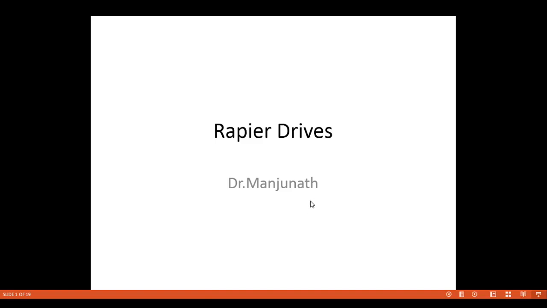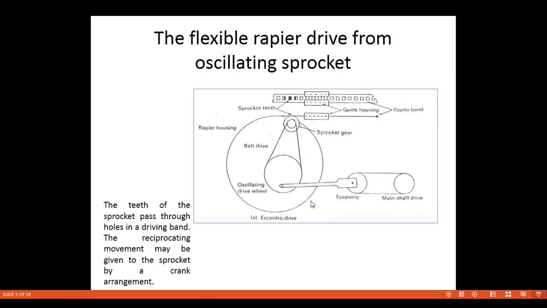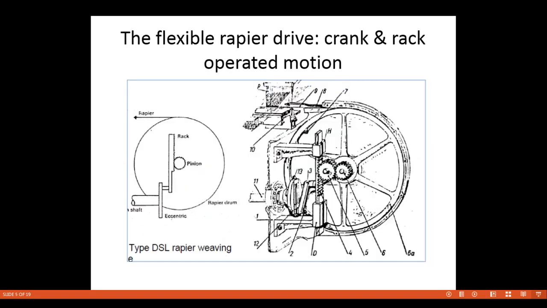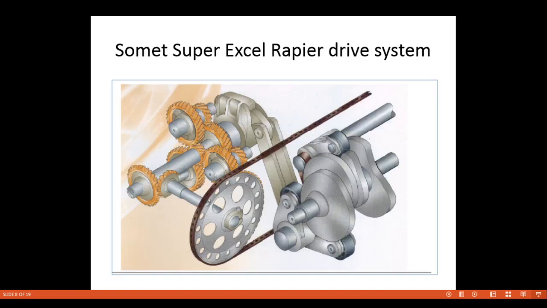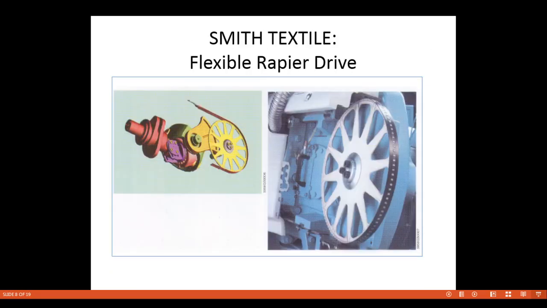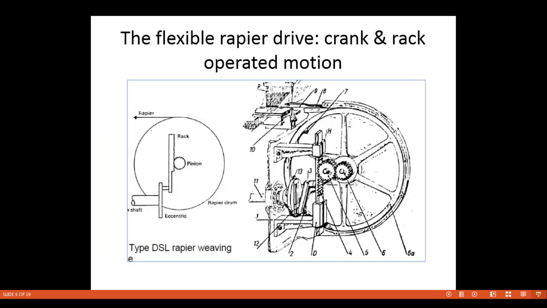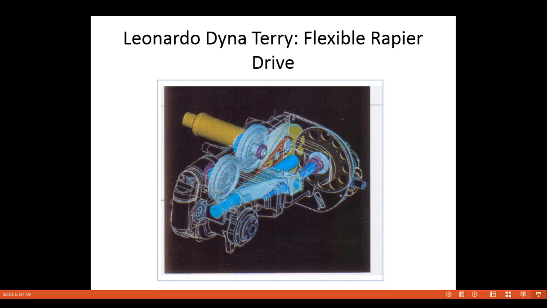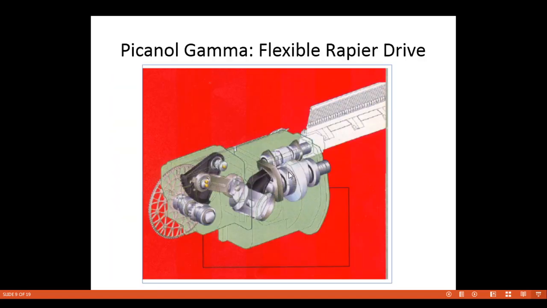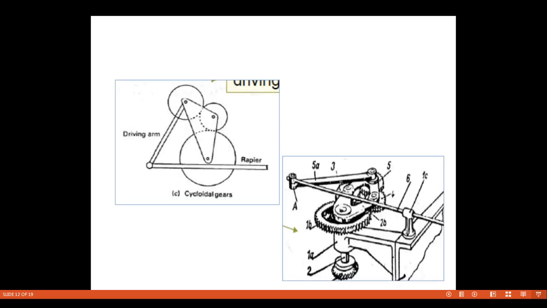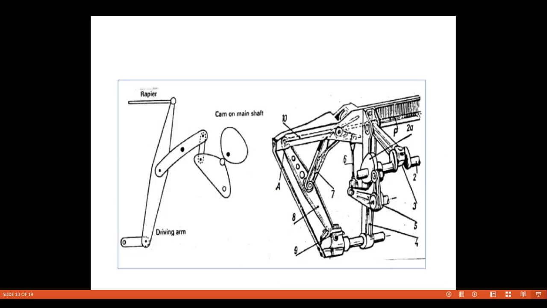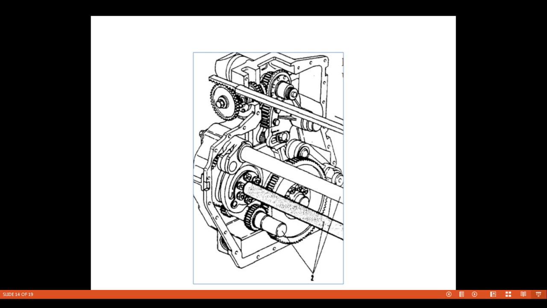So we have seen the drives in detail. We have seen the flexible drive, conventional flexible drives, modern drives. All these rapier drives we have seen, and we have seen rigid conventional drives. So this we have covered, and here is the modern rigid rapier drive.